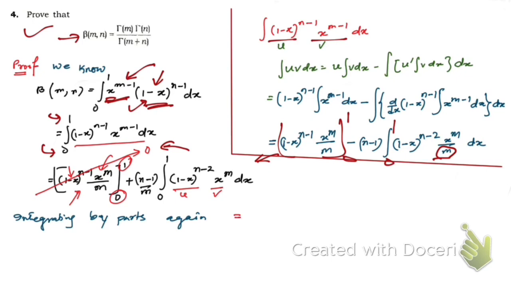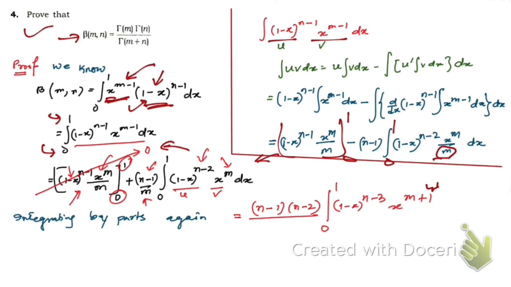Here you see, here we have n minus 1. In the next step, you will get n minus 1 into n minus 2. And here you see there is m. In the next step, from 0 to 1, this n minus 2 will be n minus 3, 1 minus x to the power n minus 3, and this m can be written as m plus 1. In the next step, you will get m plus 1. So m plus 1, this one can be written as 3 minus 2, right?